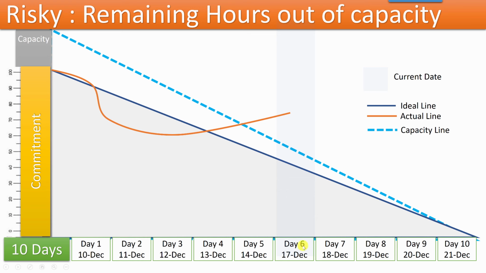So at day 6, you have a capacity of somewhere around 60 hours, where your remaining hours is close to 75 hours. So you will not be able to complete 75 hours of work within your capacity of 65 hours. The ideal line is plotted based on whatever you have committed. If you have a capacity line, you can get better visibility in case your line is above the ideal line, and how risky it is.